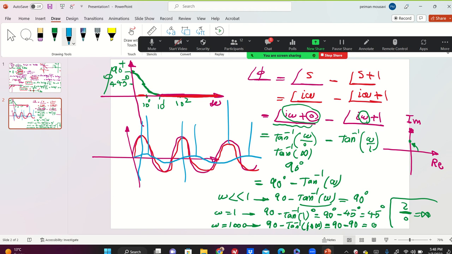The blue one is for the low frequency. I'm going to show it in the MATLAB assignment. And the red line is for high frequency.